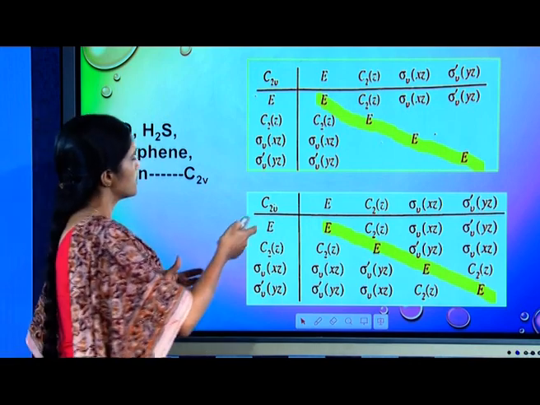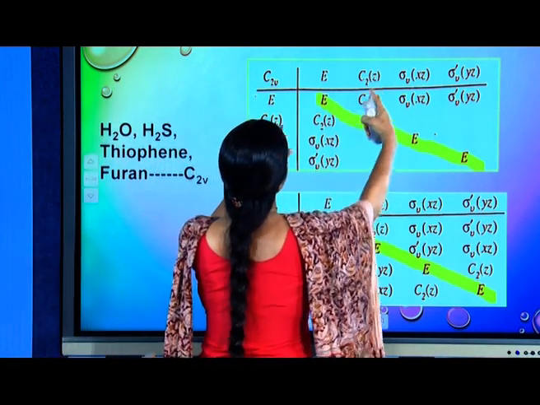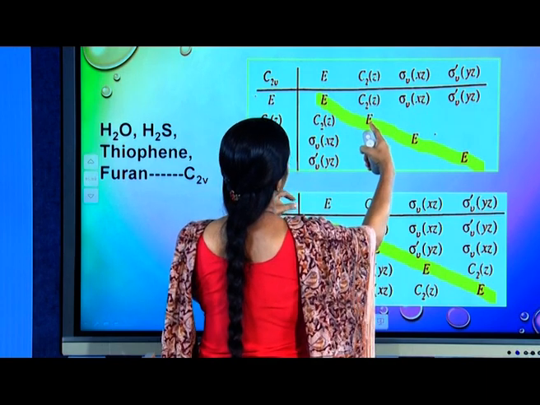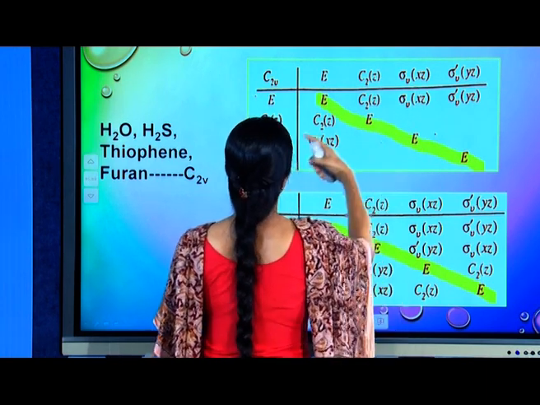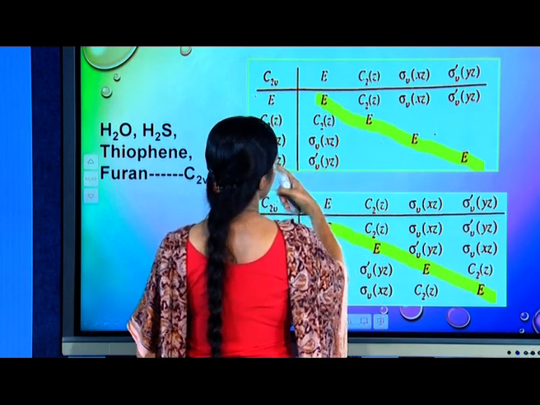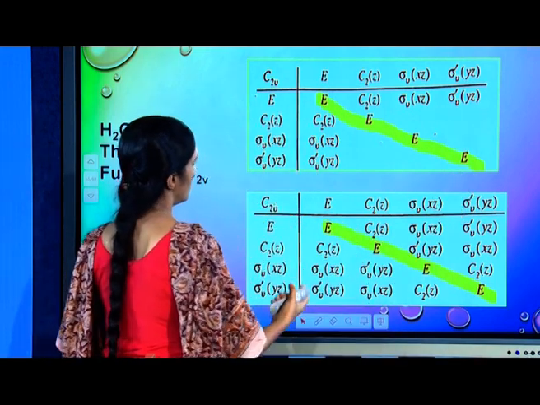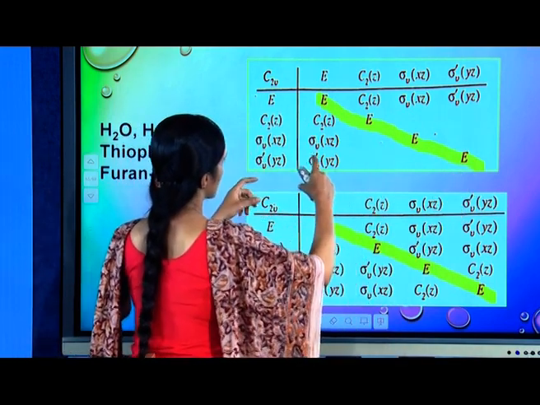Now we have to diagonally multiply this, that is C2Z into C2Z, okay, that is equal to E, and sigma V xz into sigma V xz is again equal to E, and sigma V dash yz into sigma V dash yz is equal to E. Now we have to fill the other portions also.